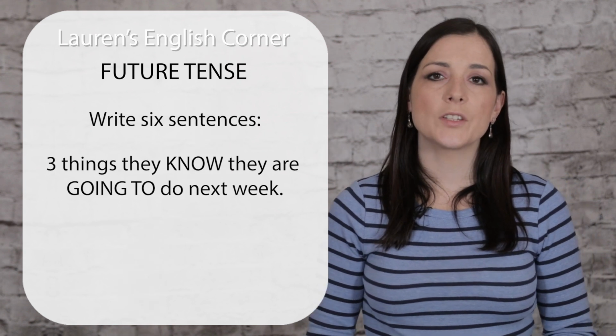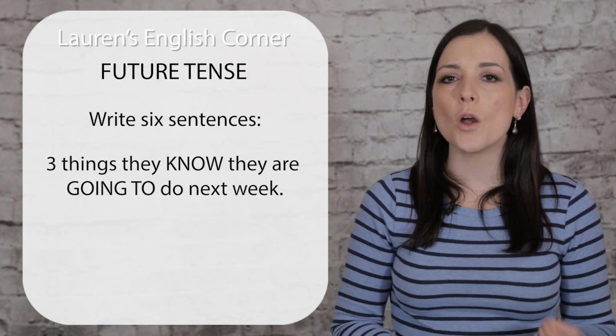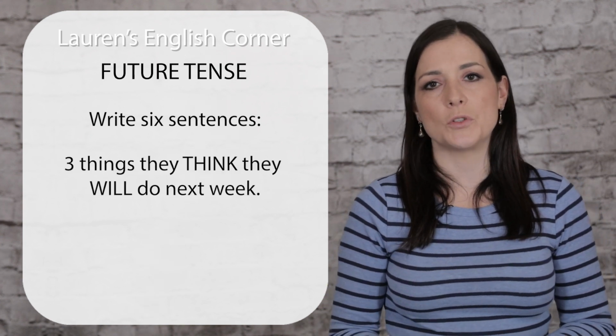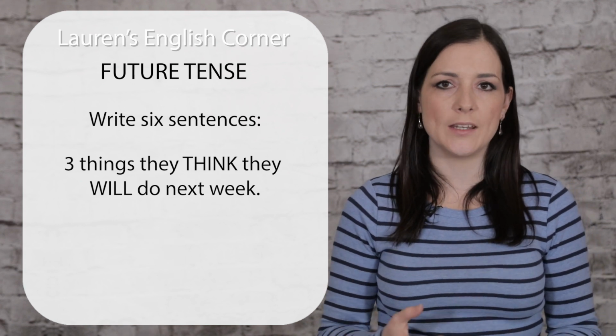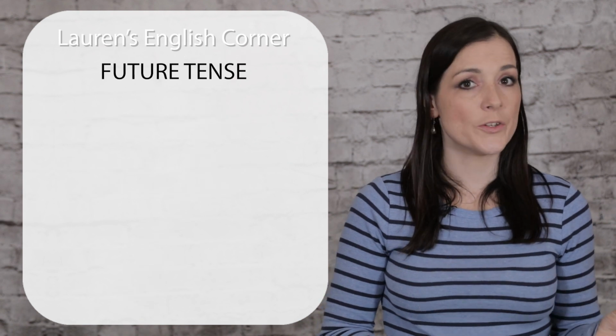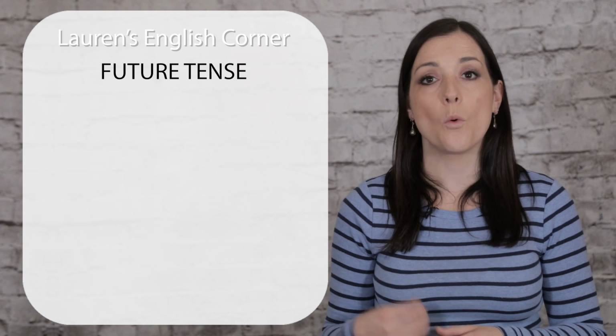Another example is to get your learners to write 6 sentences, 3 things that they know they are going to do next week and 3 things that they think they will do, to show the difference between plans that are certain, going to, and plans that are uncertain, may happen, will.